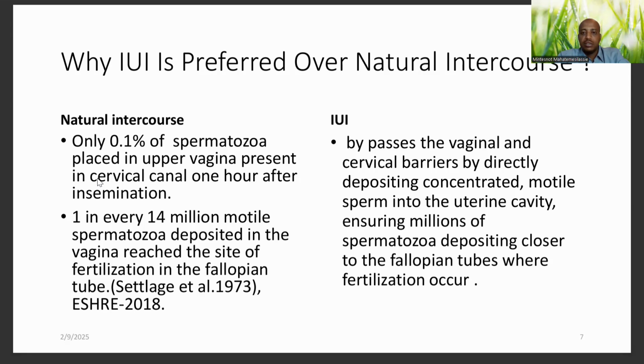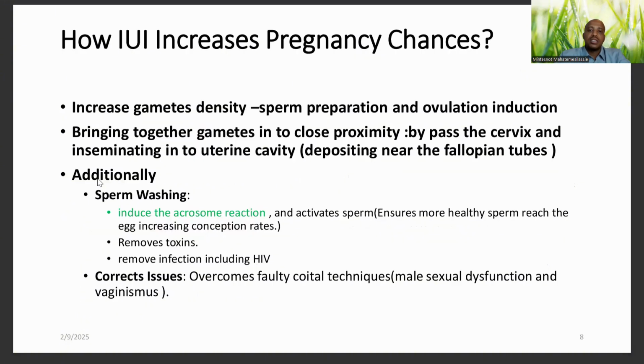While in intrauterine insemination, after processing all the sperm, we bypass the vagina and the cervix and we directly deposit those concentrated sperm inside the uterine cavity. That means we are ensuring millions of sperm reach the site of fertilization. Not only that, during the process of IUI, we also do ovulation induction that will increase the number of oocytes. So in general, we are increasing the density of gametes, both sperm and oocytes.